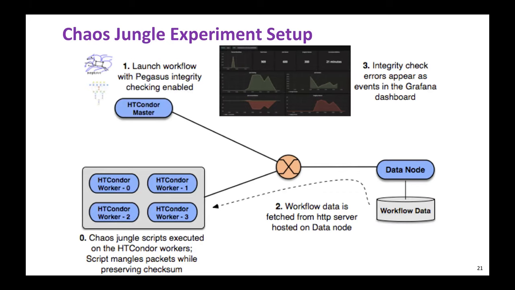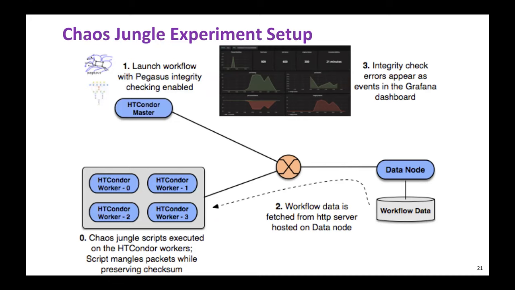And we have a different data node on a different site on the testbed, which hosts the data for the workflow. And then we have another VM, which is the Condor Master, and where all the Pegasus software is running with the integrity checking. And we deploy the Chaos Jungle scripts on the worker nodes so that those scripts can mangle the packets coming from the data node as soon as they try to fetch the data for doing the computation on the data.